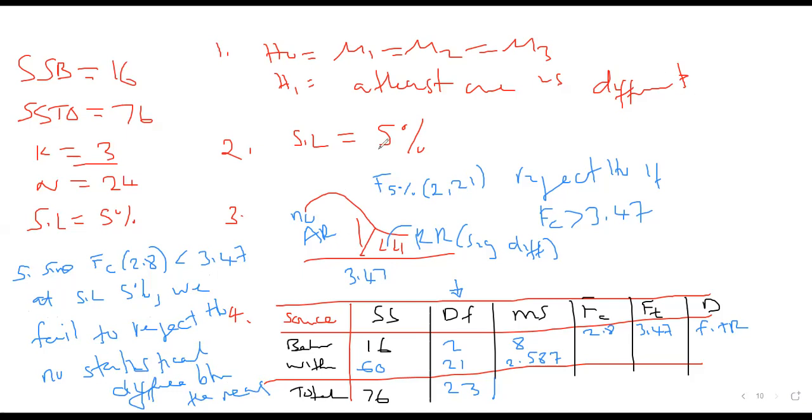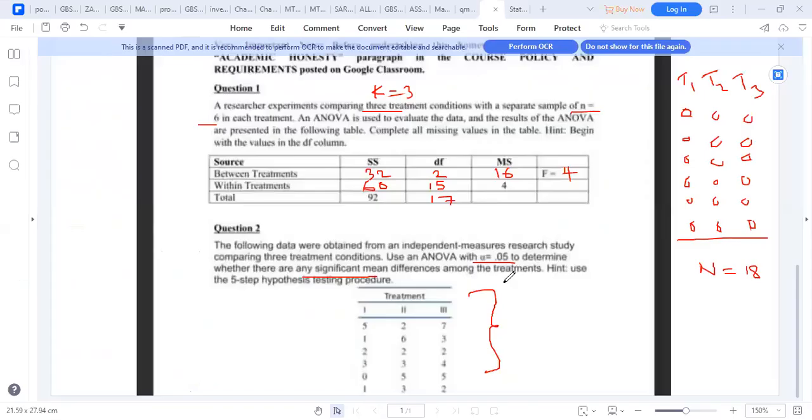So this is how this question was supposed to be tackled, Makungu. I hope it helps a lot. So this is how you're supposed to use the 5-step hypothesis procedure: state the hypothesis, state the significance level, the whole process as we've done them.